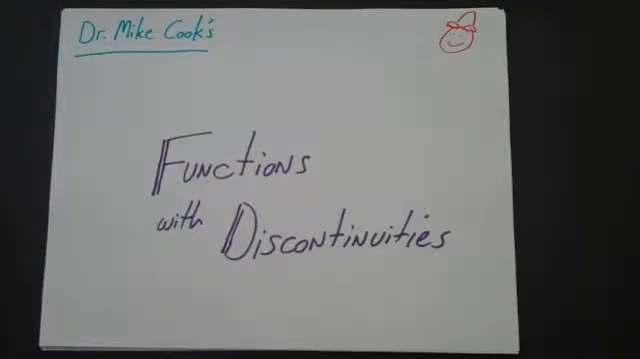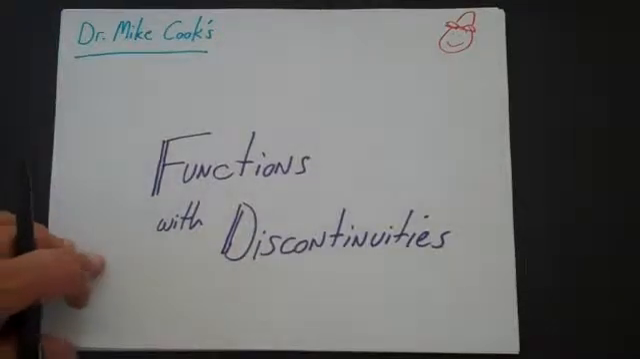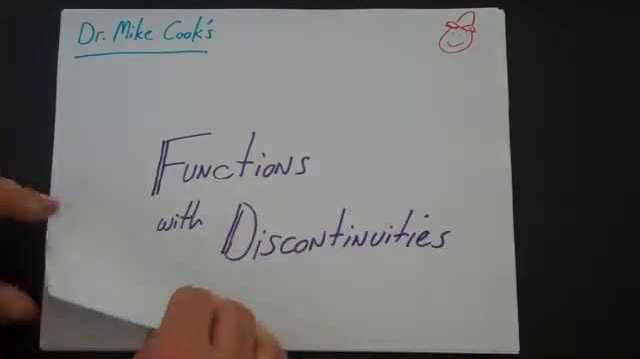Now let's look at functions with discontinuities. In particular, given a function, let's identify discontinuous points. So we're going to focus on two types of discontinuities. One is called an infinite discontinuity. And an infinite discontinuity is simply a vertical asymptote.